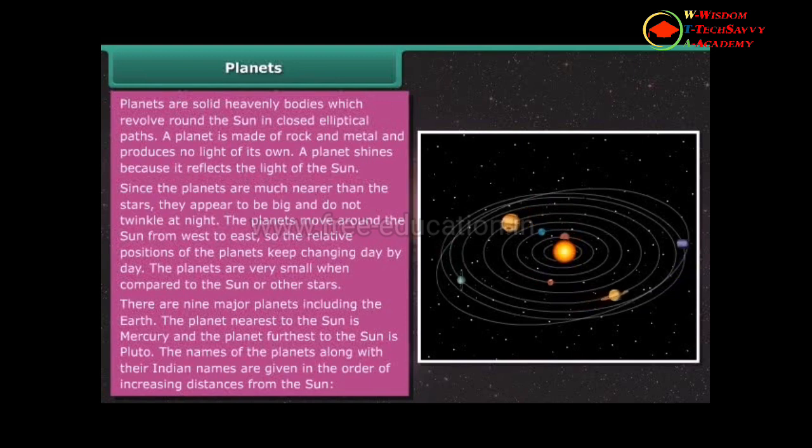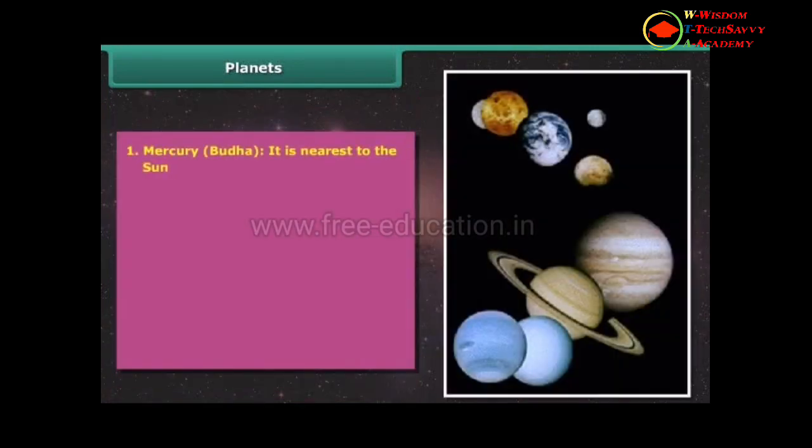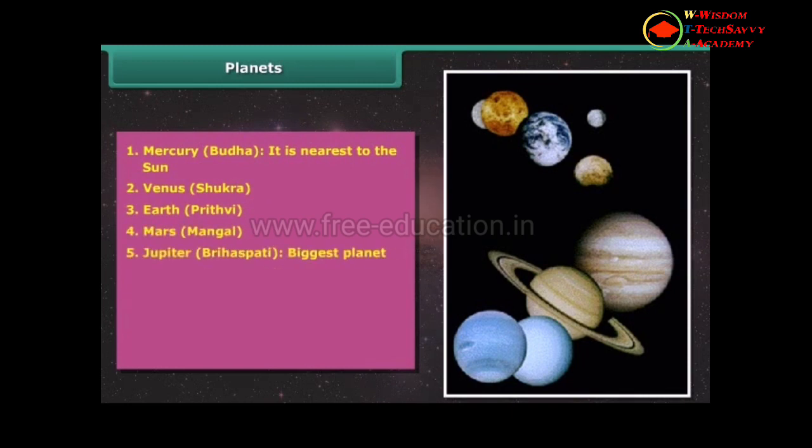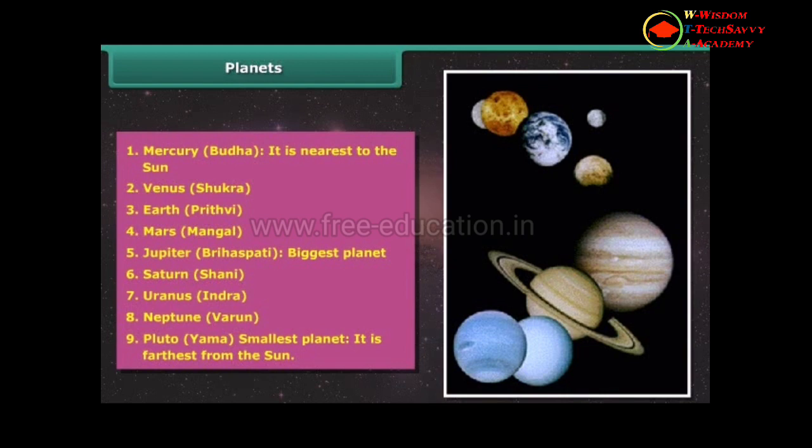The names of the planets along with their Indian names are given in the order of increasing distances from the Sun. Mercury, Buddha. It is the nearest to the Sun. Venus, Shukra. Earth, Prithvi. Mars, Mangal. Jupiter, Brihaspati, biggest planet. Saturn, Shani. Uranus, Indra. Neptune, Varun. Pluto, Yama, smallest planet. It is farthest from the Sun.